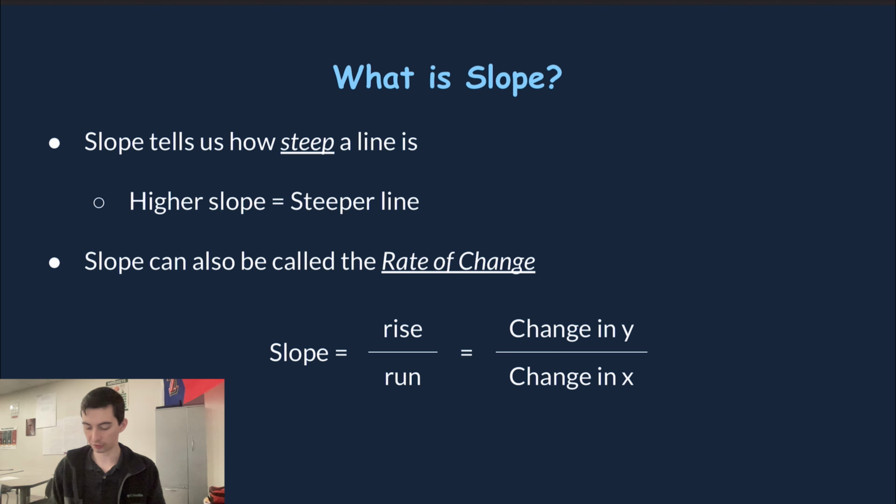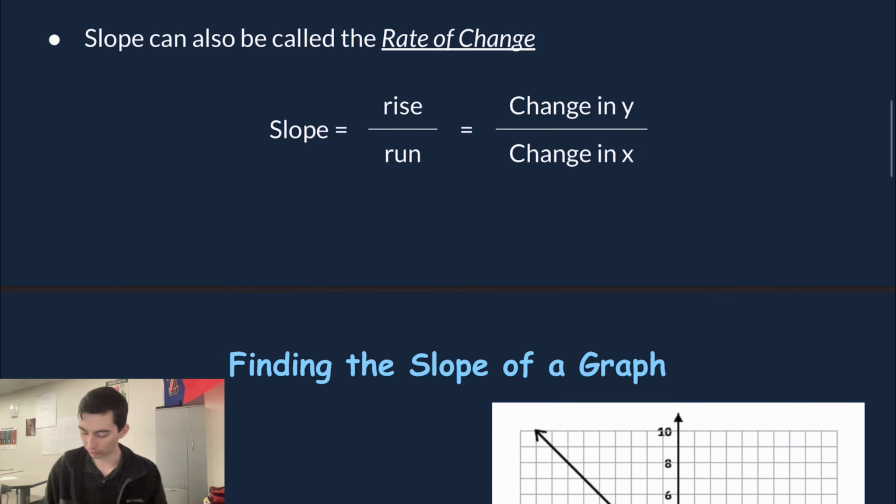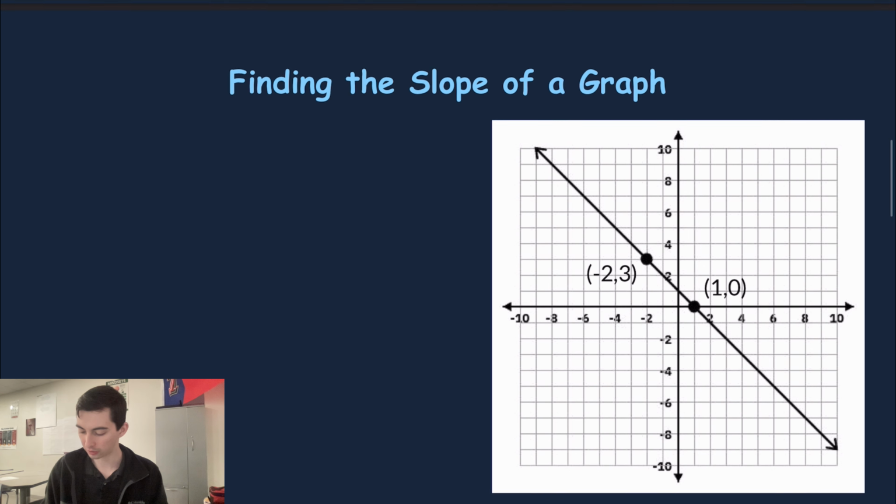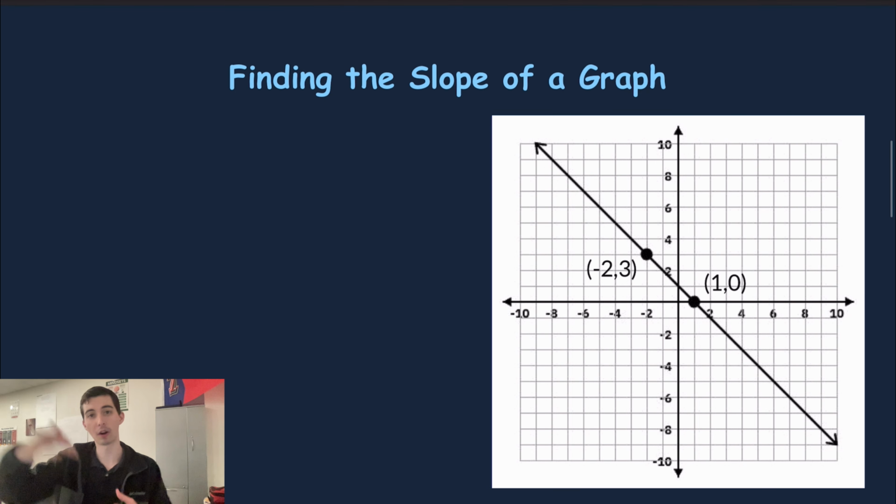But when we find slope, slope is the rise over the run. And what that means is that it's the change in our y values over the change in our x values. So if we're looking at a graph, we can find the slope by just counting how far we move up and down and how far we move left and right.